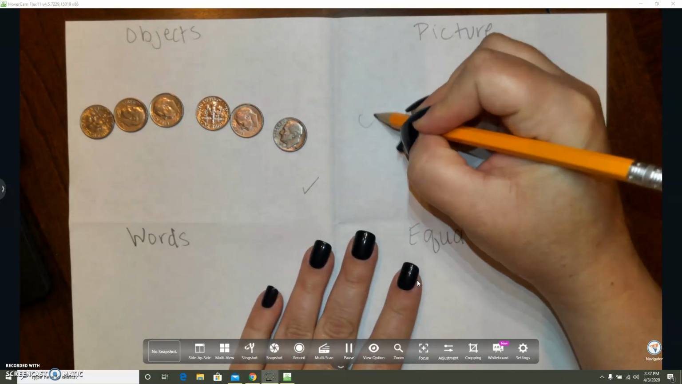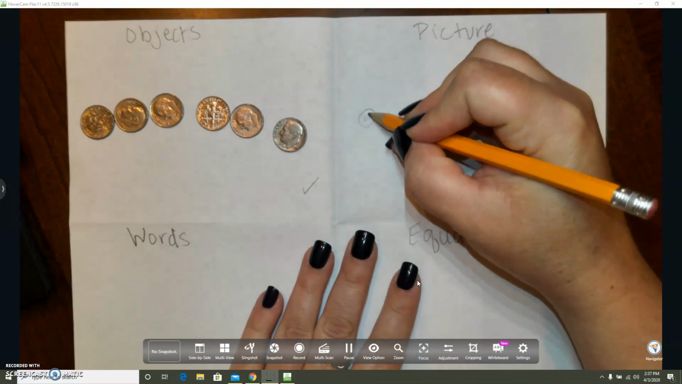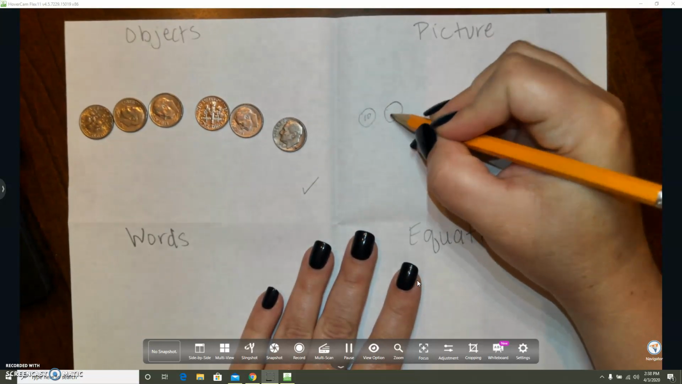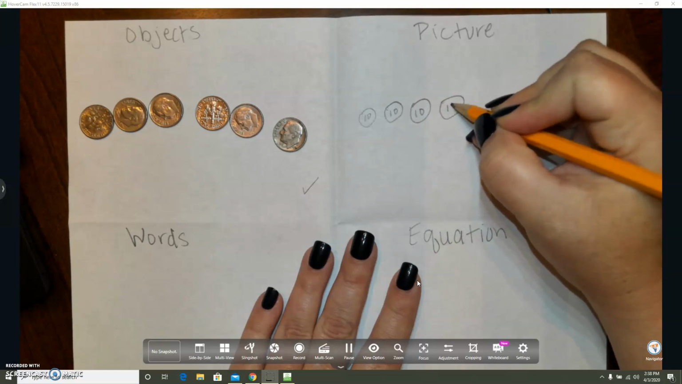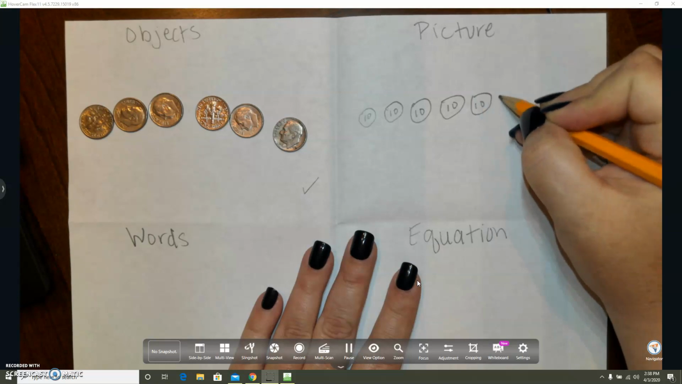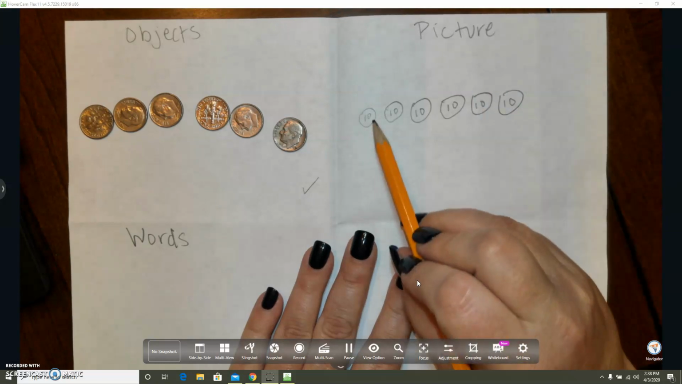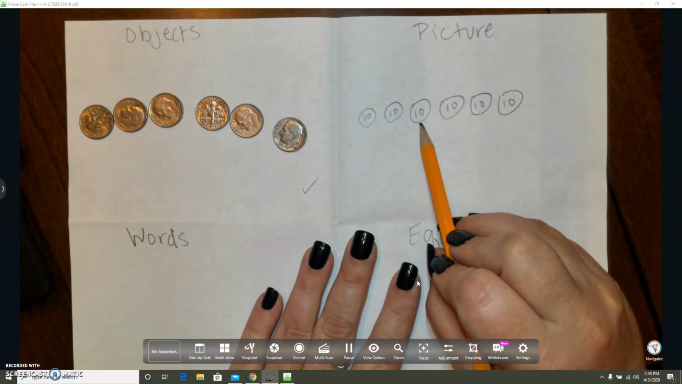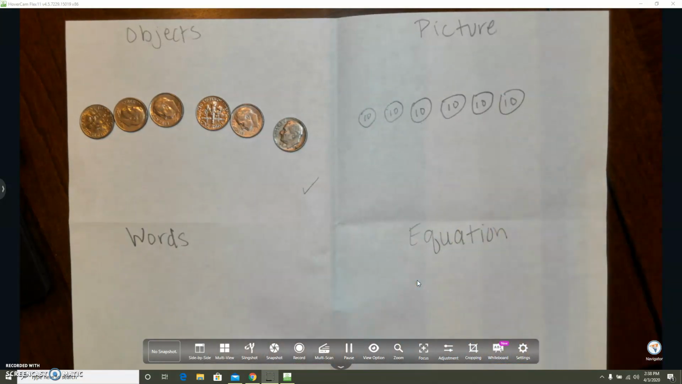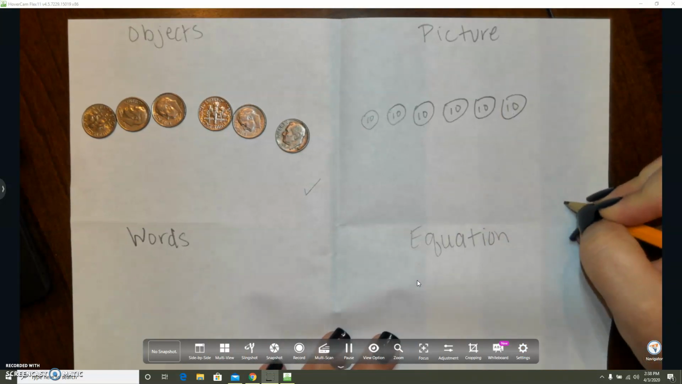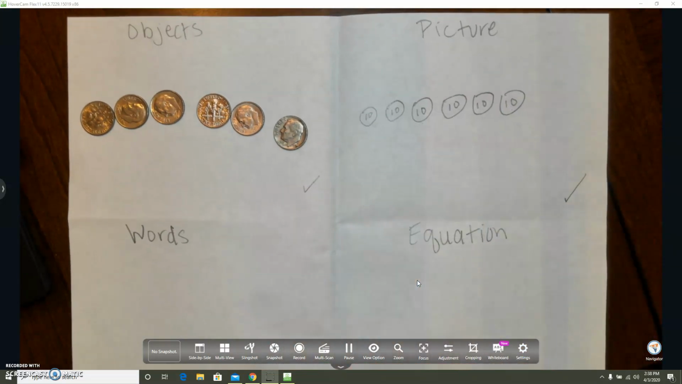So I'm going to draw 1, and I'm going to write a 10 in there to help me remember. 2, 3, 4, 5, 6. And then we're going to count it out again. 10, 20, 30, 40, 50, 60. And so now we've got our picture. Good job.